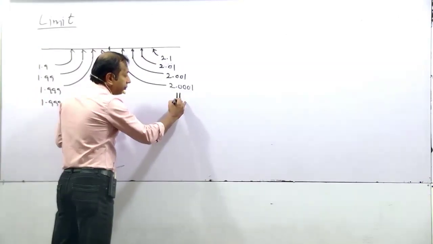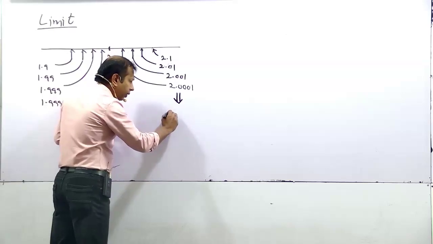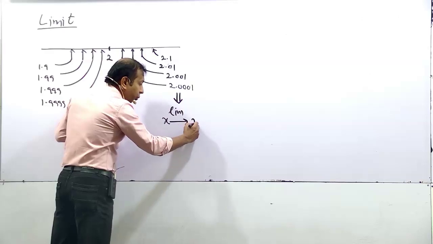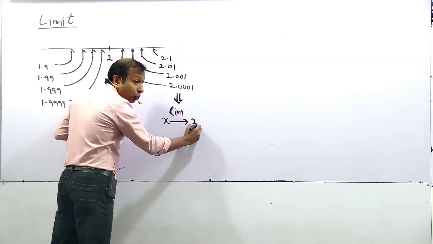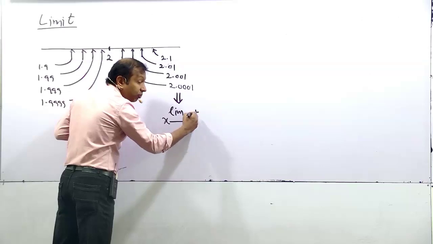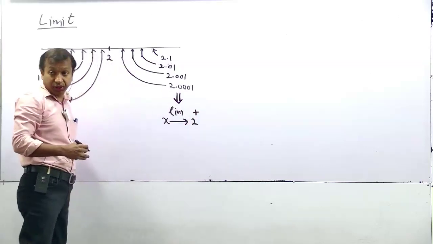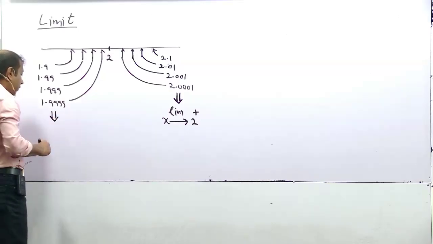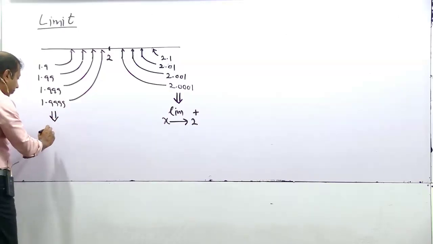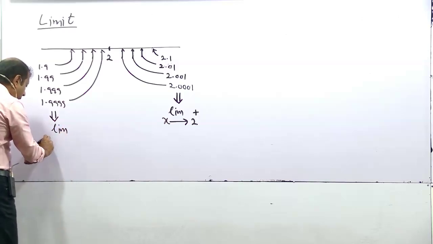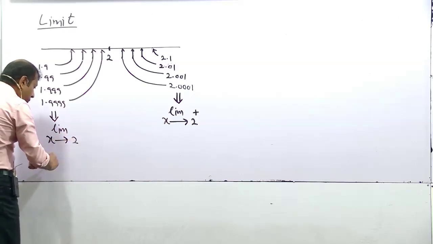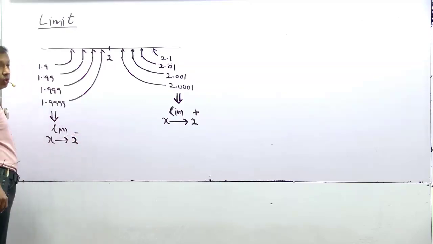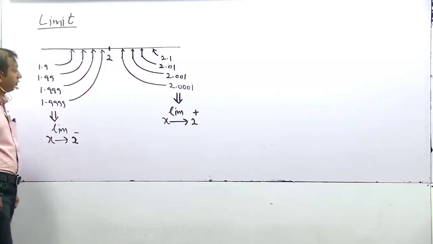How do we write this? x approaches 2 through greater values than 2. We put a plus sign here, through greater values than 2, like this. And this we write as limit x approaches 2 through smaller values than 2, like this, on the left of 2.